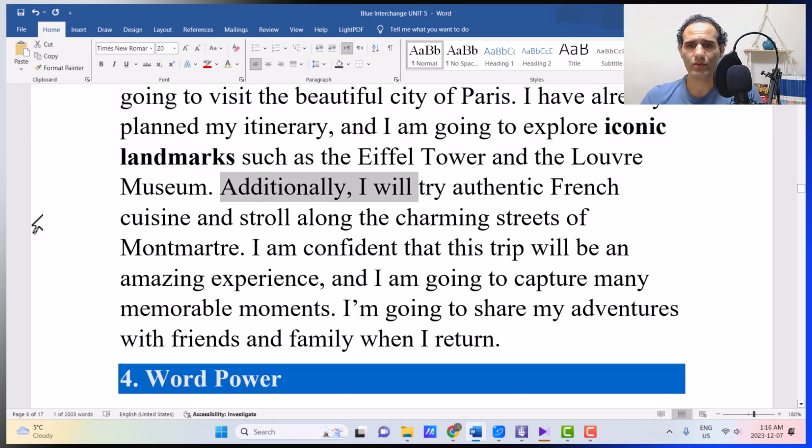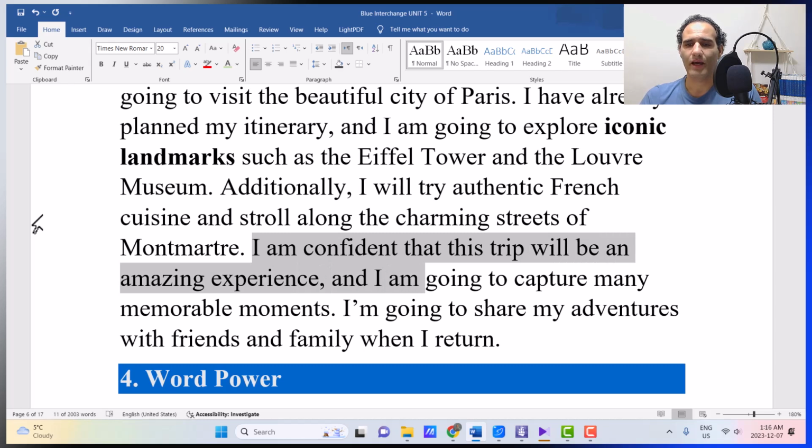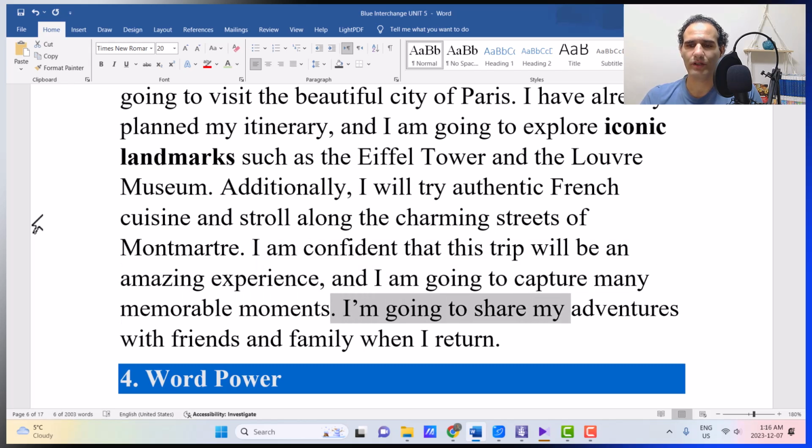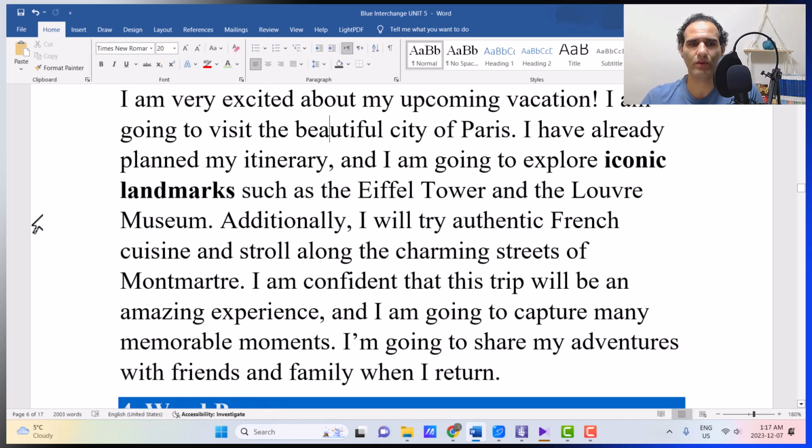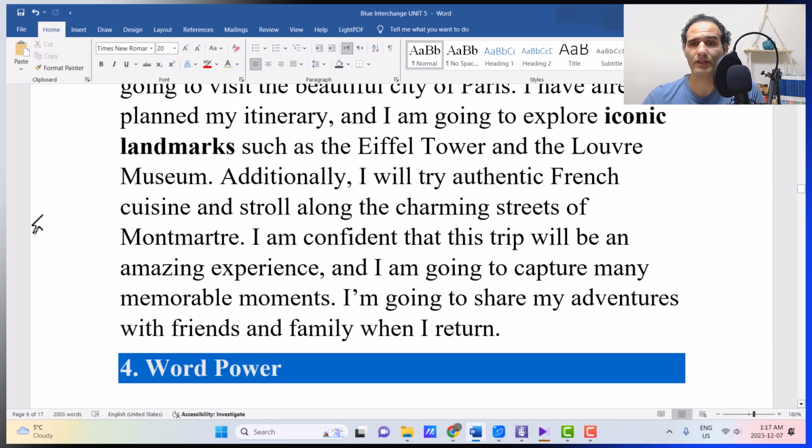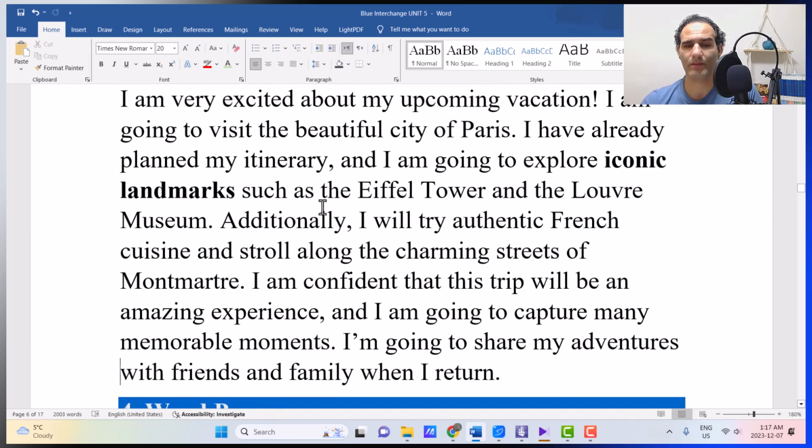Additionally, I will try authentic French cuisine, real, genuine, and stroll along the charming streets of Montmartre. I'm confident that this trip will be an amazing experience, and I'm going to capture many memorable moments. I'm going to share my adventures with friends and family when I return, okay? So there were some beautiful points here. For example, explore iconic landmarks. That is beautiful. Transfer that into your vocabulary notebook.